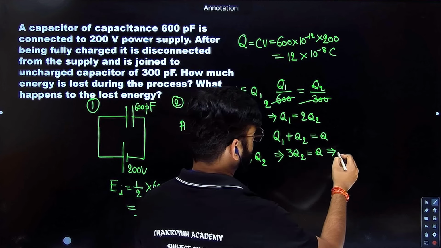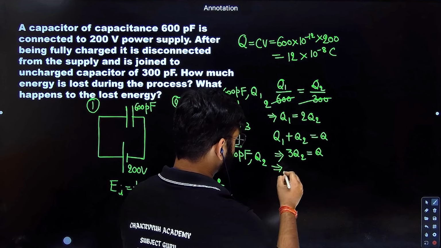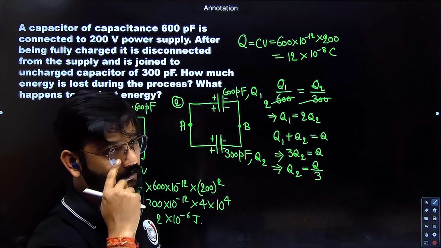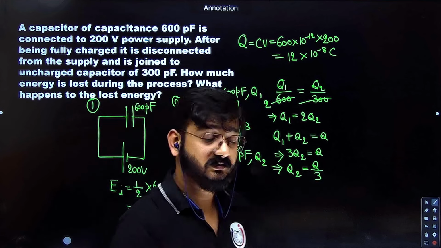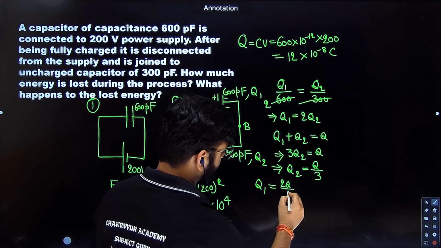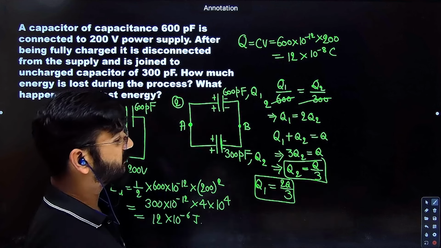So from here, what can we write? Let me write in the bottom only. So Q2 will be equal to Q by 3, right? And what will be Q1? Remaining charge. So Q1 will be 2Q by 3. So this is the charge distribution. See, in a very simple way, we found it.